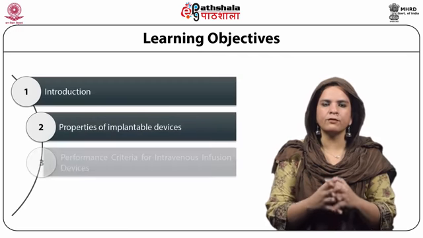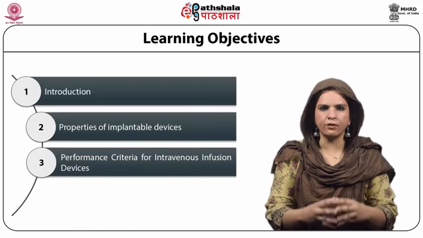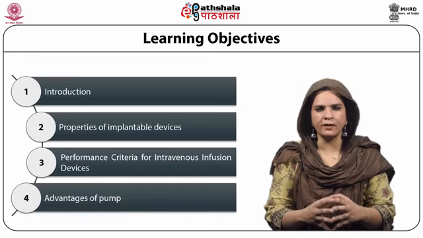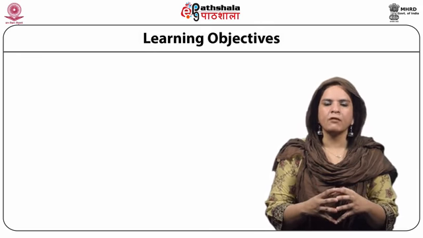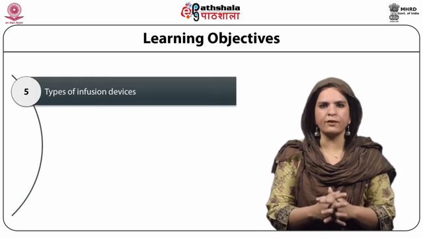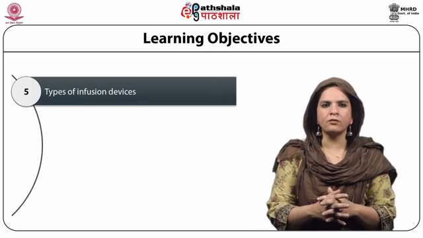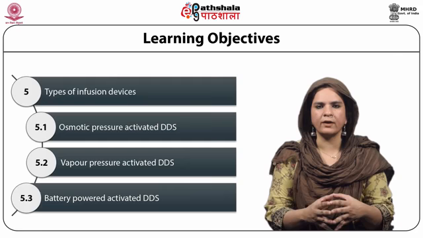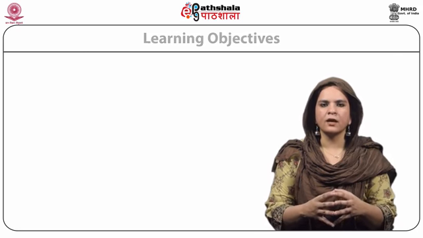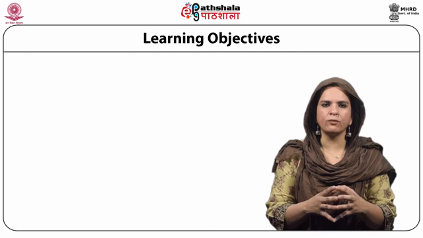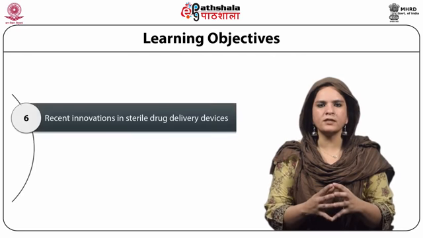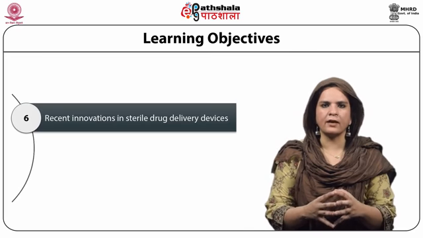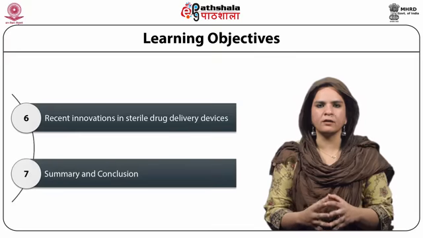Then we would focus on the performance criteria for intravenous infusion devices. Then we will spend a little time on highlighting the various advantages associated with them. We would also emphasize the various types of infusion devices, which would include the osmotic pressure activated, the vapor pressure activated, and the battery powered activated drug delivery systems. Towards the end of the presentation, we would be in a position to talk about the recent innovations happening in the sterile drug delivery devices. And of course, the end would be the summary and conclusions.